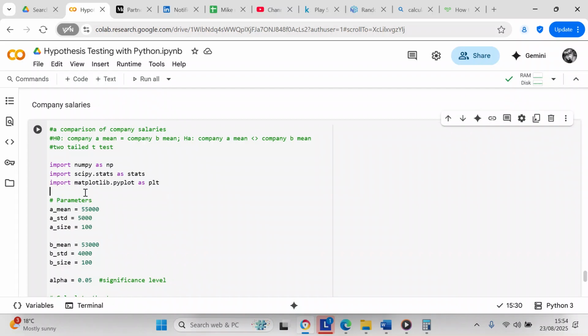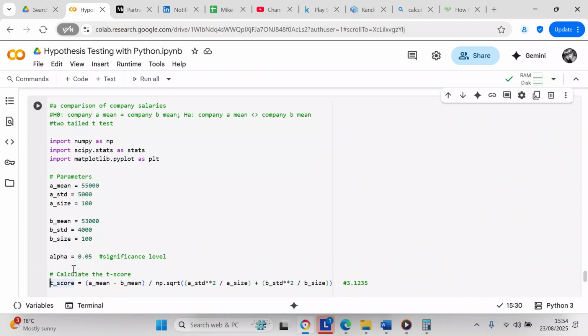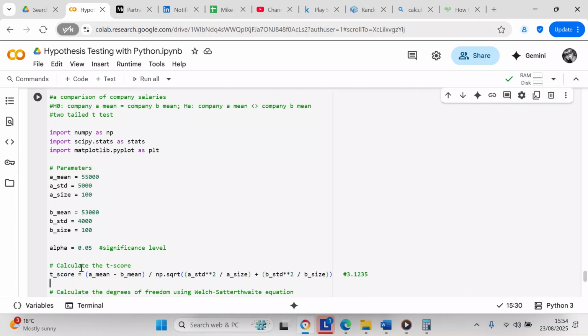So after we have imported our three libraries, we're going to set our parameters. A mean equals 55,000, A standard deviation equals 5,000, A size, that's your sample size, is 100. B mean equals 53,000, B standard deviation equals 4,000, and the sample size for B is 100. And the alpha is 0.05, which is your significance level.